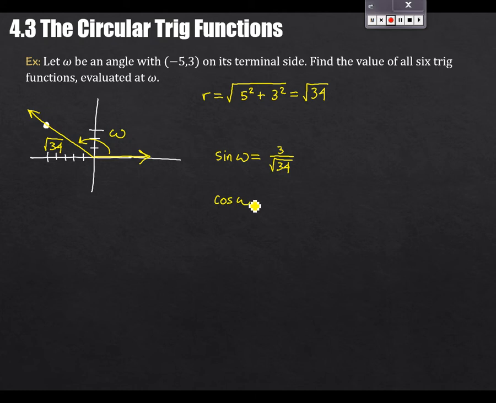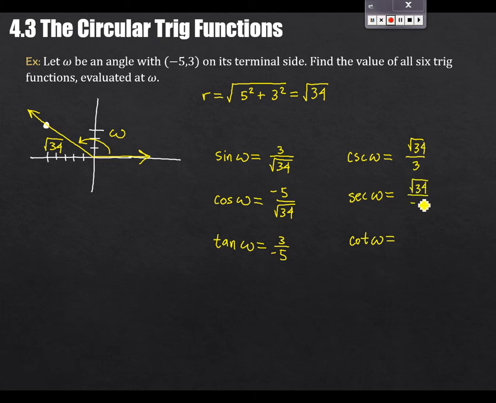What's the cosine? Yeah, it's x over r, using those definitions. What's the tangent? Y over r, isn't it? Oh, excuse me, y over x. So 3 over -5. And then the other ones, of course, we can write down too. They're the reciprocals. So root 34 over 3, just flip all those. Root 34 over -5.